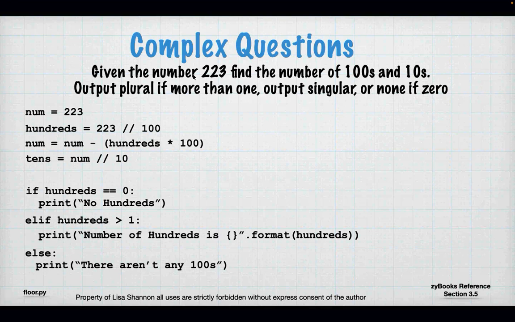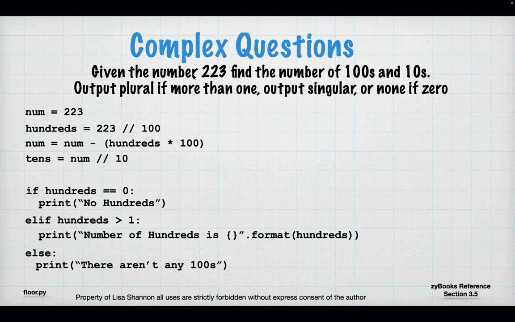So what I'm doing here is I'm doing a calculation up at the top. I'm going to start with a number of 223. I'm going to say 223 floor 100, and what that's going to do is give me the number of times 100 goes into 223 as a whole number only. So in this case, it's going to be 2. And then the calculation has to be num equals num minus hundreds times 100. So in this case, it's going to be 223 minus 200, which gives me my new number. And the number of tens that I have is going to be num floor 10. In this case, that's going to be 2. So I'm going to have 2 hundreds and 2 tens.